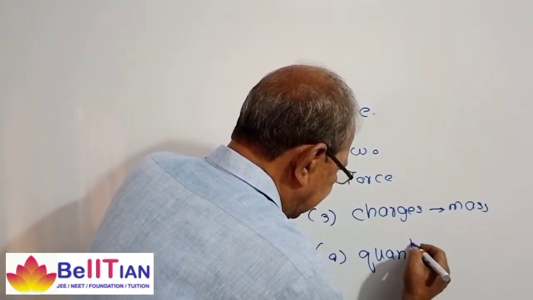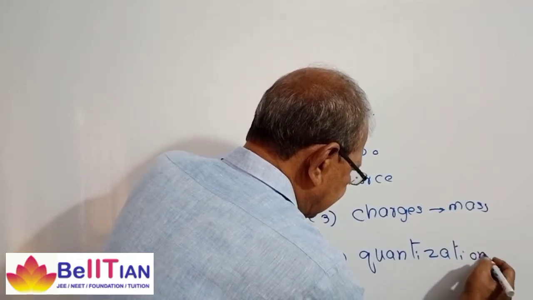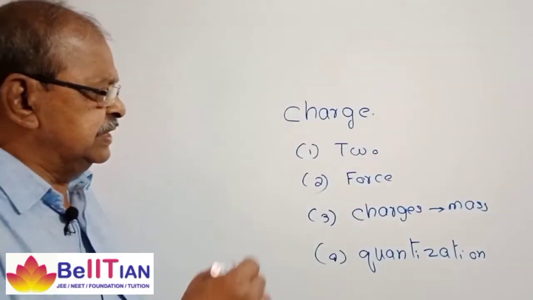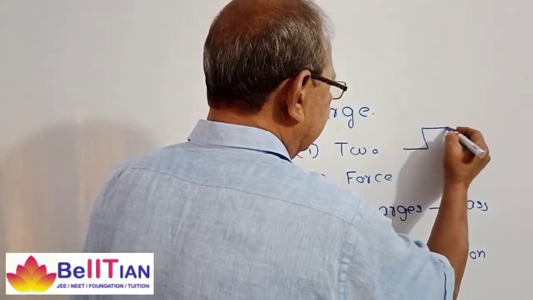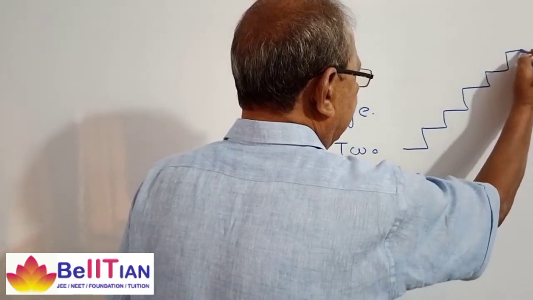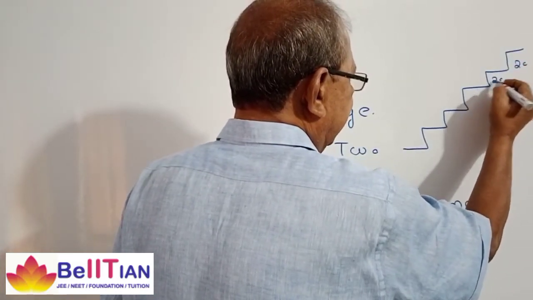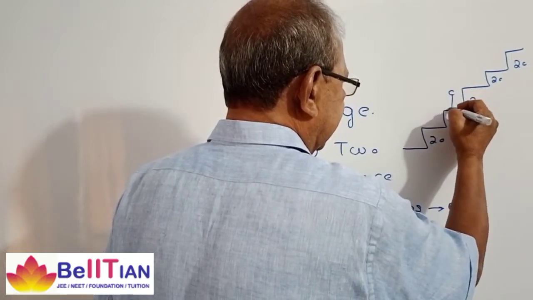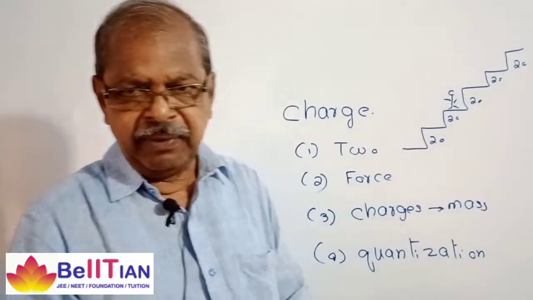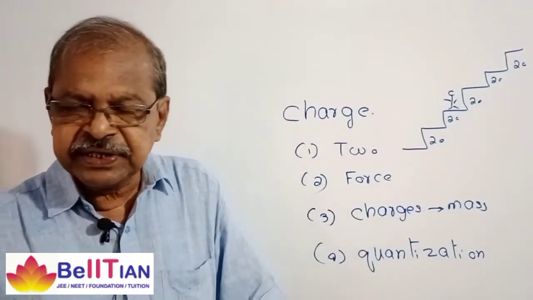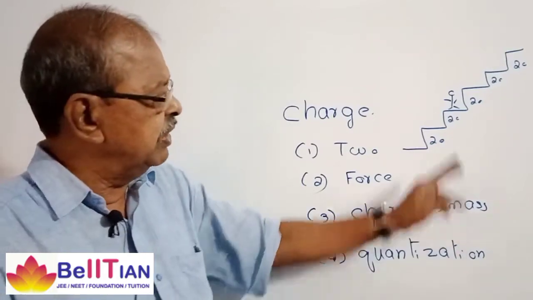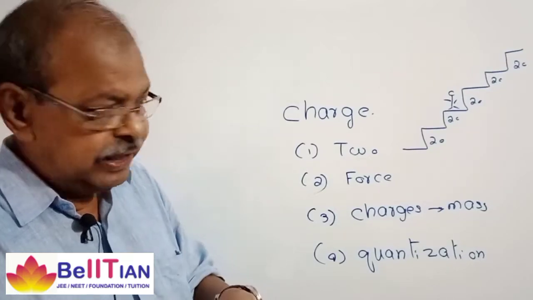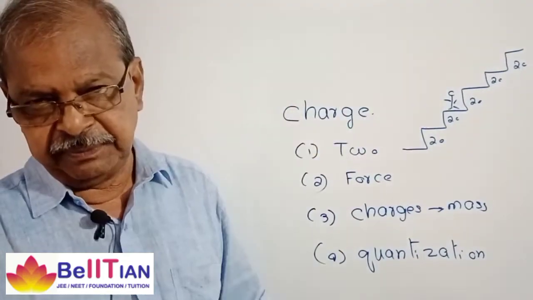Quantization. Charges are quantized. To understand it very clearly, I will give you a small example. You just consider a few steps leading to the first floor. Each step is 20 centimeter high. And a boy is standing here. A very obedient boy. I am asking him, you go up by 40 centimeter. What will he do? He will climb 2 steps up. If I ask him, you come down by 40 centimeter, he will come down by 2 steps.